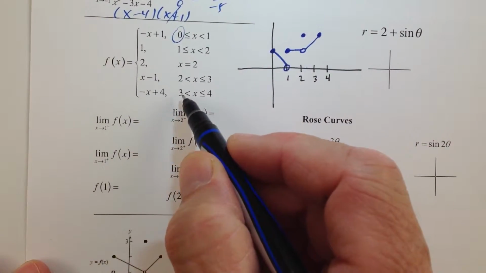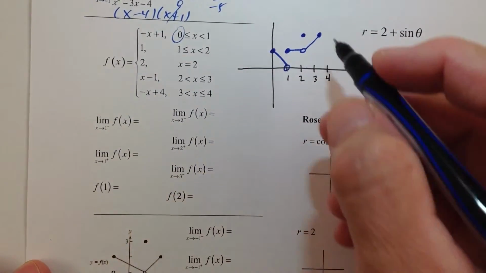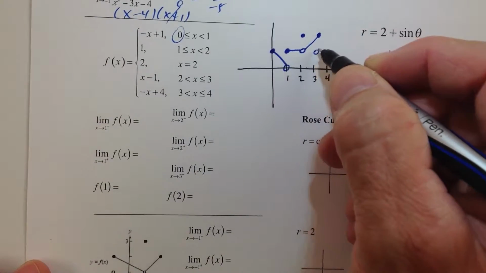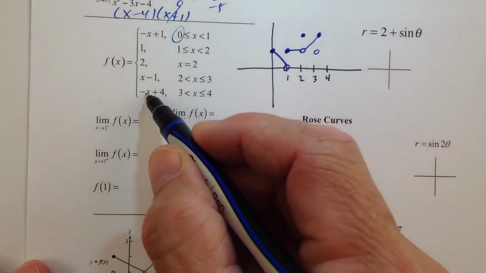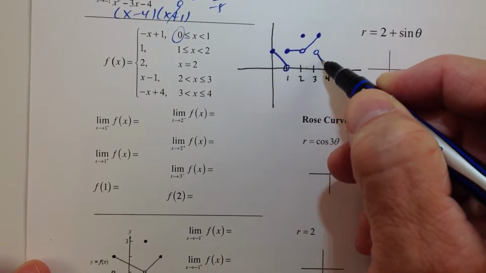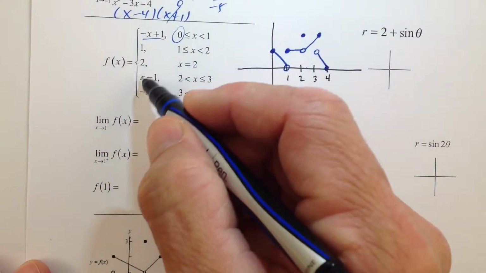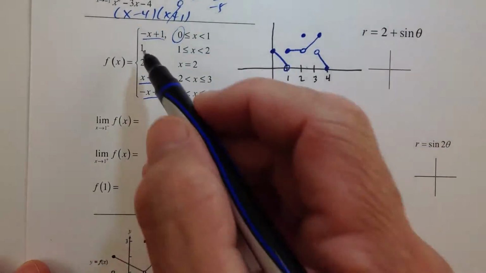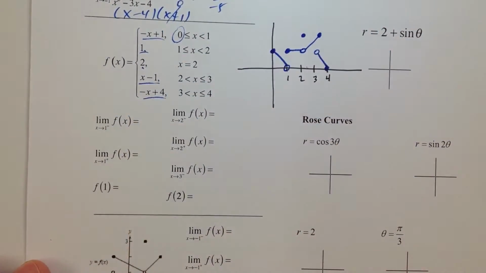And then this straight line, plug 3 in there, and you get 1. Open circle. And then you plug 4 in for x, and you get 0. Closed circle, and that's, again, a straight line. All of these three are diagonal lines. Here we have a horizontal line, here we just have a dot.